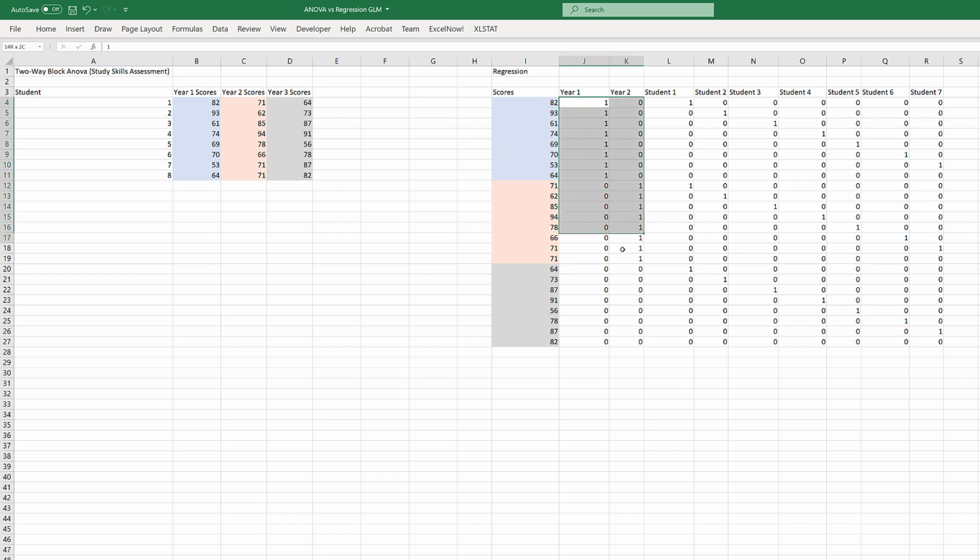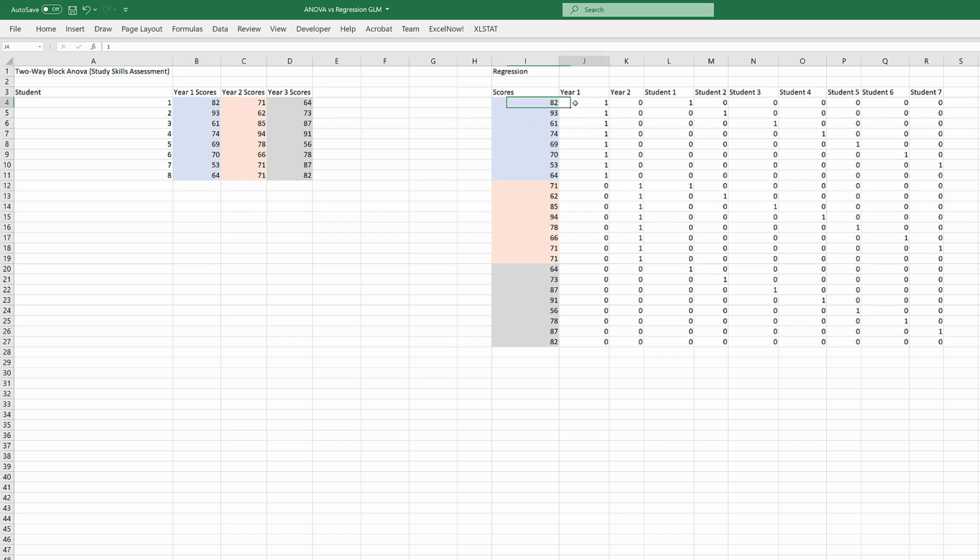So for the year 1 and year 2, that's the exact same thing we did in the previous tab for the single factor ANOVA. Now we have 8 students, so we need 8 minus 1 student dummy variables. And then what we do is assign the student to whatever their score is. So here we have student 1 in year 1.